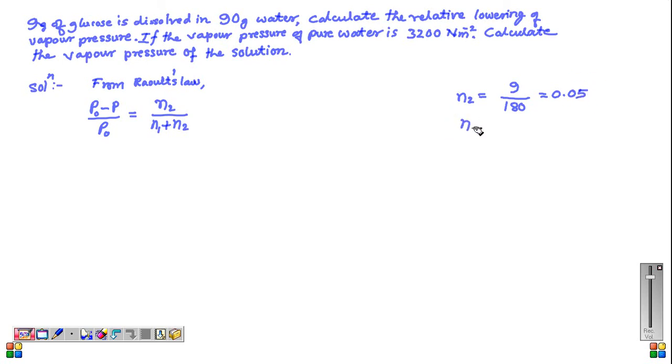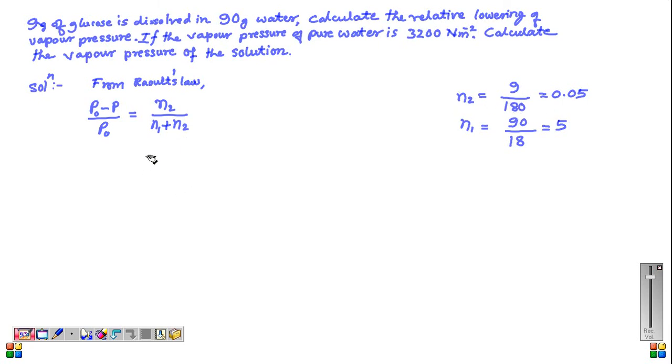And N1, number of moles of solvent. Here the solvent is water. Mass of water is 90 gram divided by molar mass of water, H2O, 16 plus 2, 18. 90 by 18 is 5. These are the values of N2 and N1.